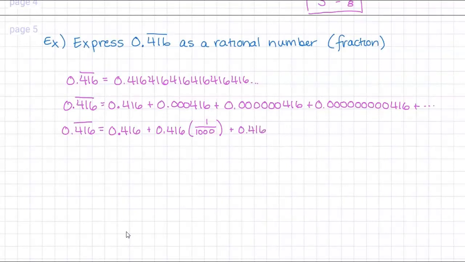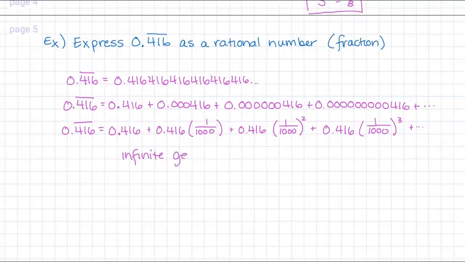Then for the third term, we took 0.416, but now we've gone 1, 2, 3, 4, 5, 6 places to the left, or we could say 3 places to the left twice. 1/1000th squared. And I think you know where I'm going with this. The next one is going to be 1/1000th cubed, and so on and so on. It's an infinite geometric series. Every single time, we're just multiplying by another 1/1000th.